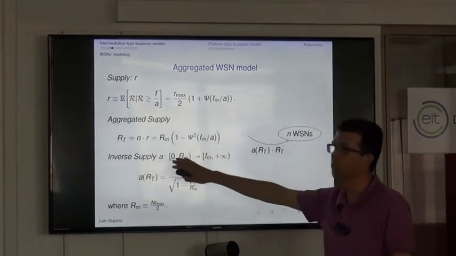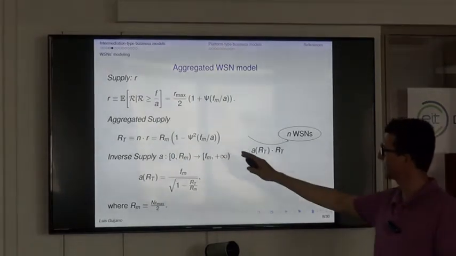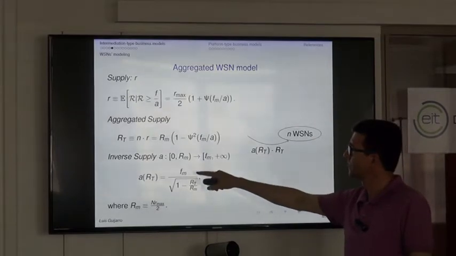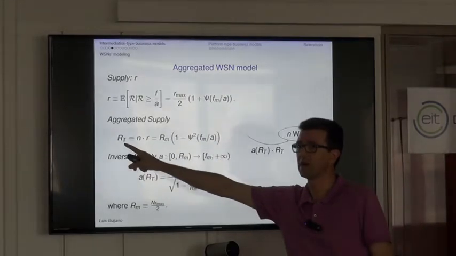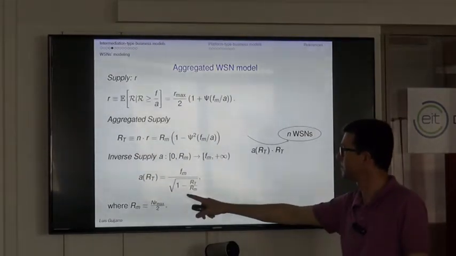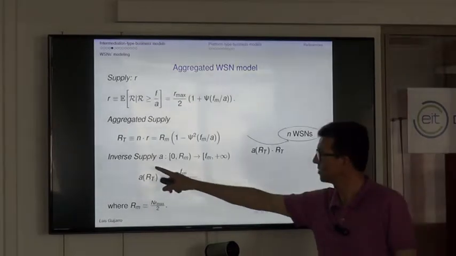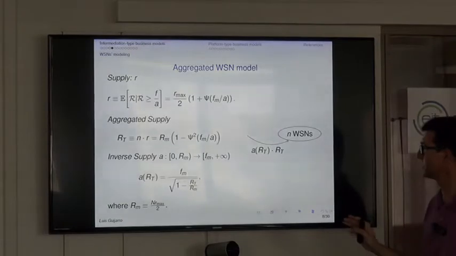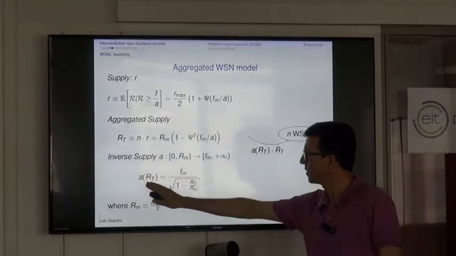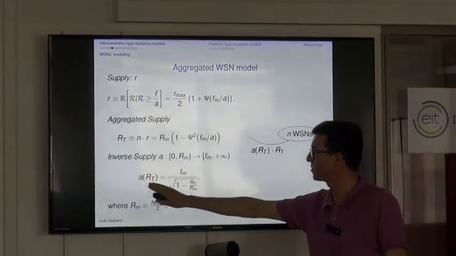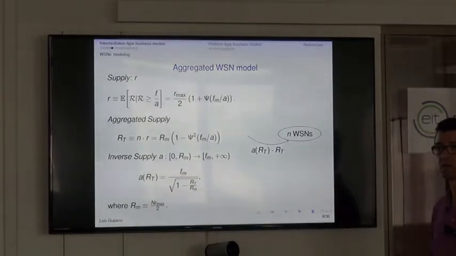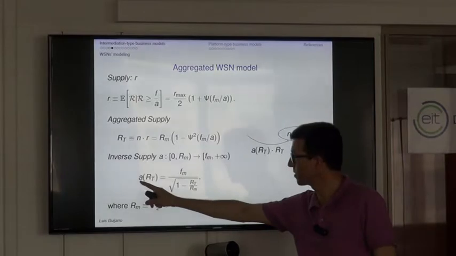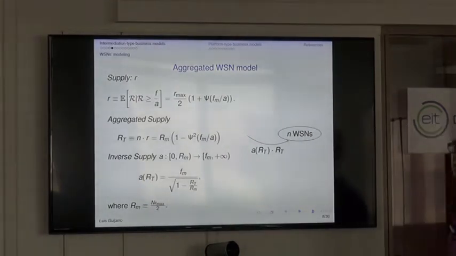We can instead, and will be more useful later on, derive the inverse supply. That is, A as a function of RT. And this will give us this expression. The interpretation of an inverse supply function is the following. If the service provider wants to get RT, total amount of sensing data rate for the service, this unit price A should be paid. Okay, so that's the meaning of an inverse supply function.